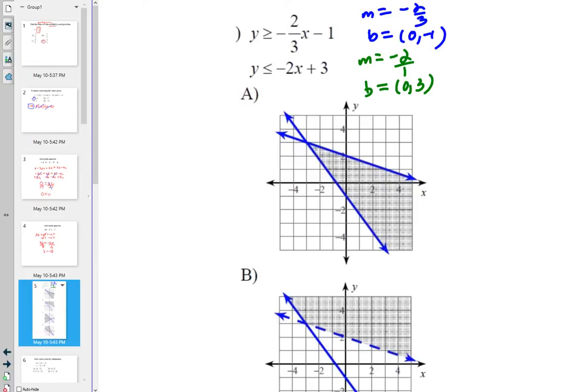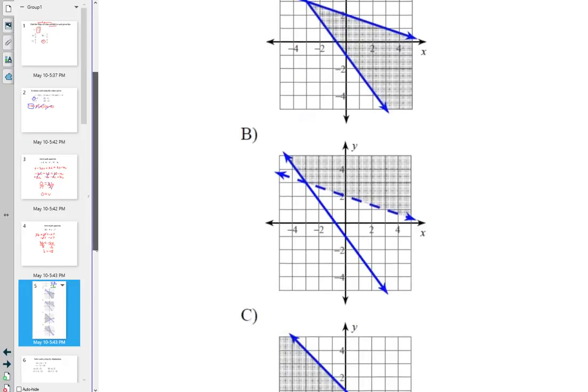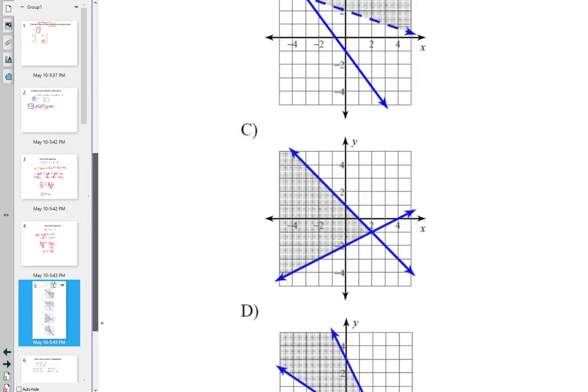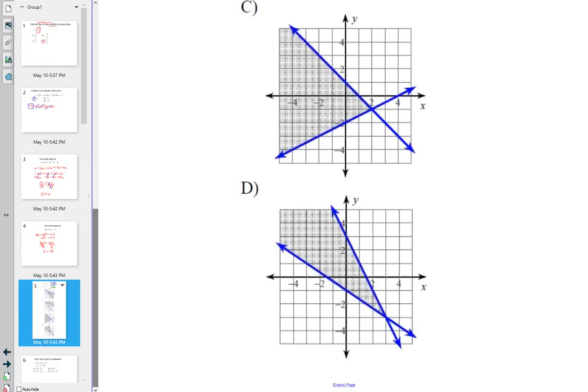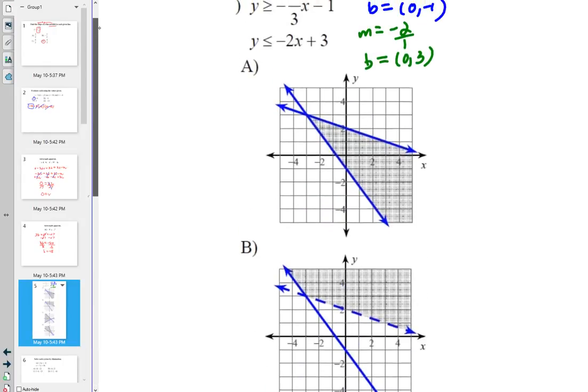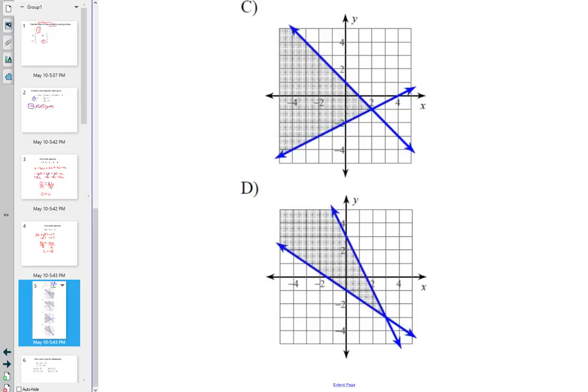Now let's see, we're looking for one that's going to cross at negative 1 with a slope of negative 2 over 3. So here we're crossing at negative 1, but it looks like we're going up 4 and then running 3, 4 over 3. So it doesn't look like it could be A. Let's see, C at negative 1, there's not even anything crossing there. This last one, D, yeah, that one looks fine. And then the other one is supposed to be crossing at 3 with a slope of negative 2 over 1. Yeah, so it's going to end up being D.